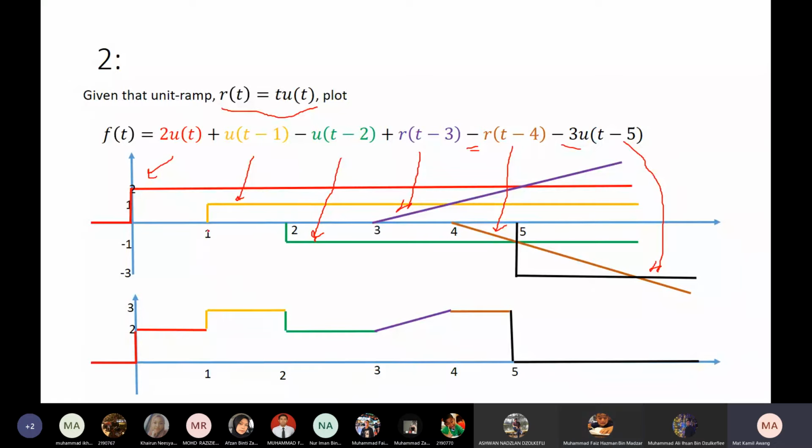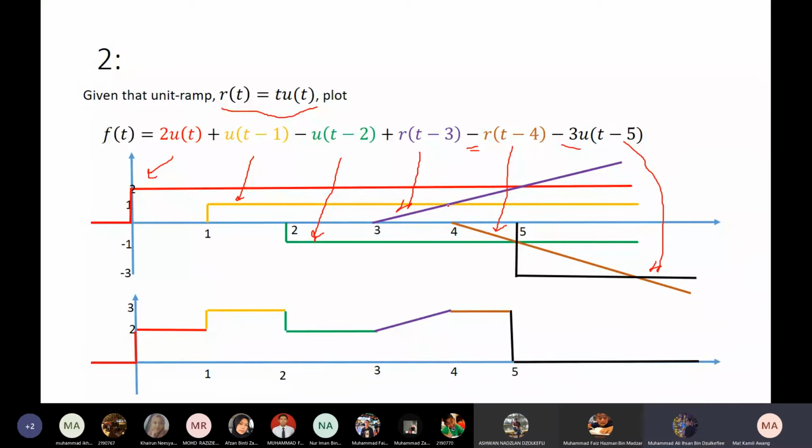From 1 second to 2 seconds is the combination of the first signal and the second signal, because the rest are still 0. Then from 2 to 3 seconds is the combination of the first, second, and third ones. You add. Then over here you add also, because the fourth signal starts to be non-zero.